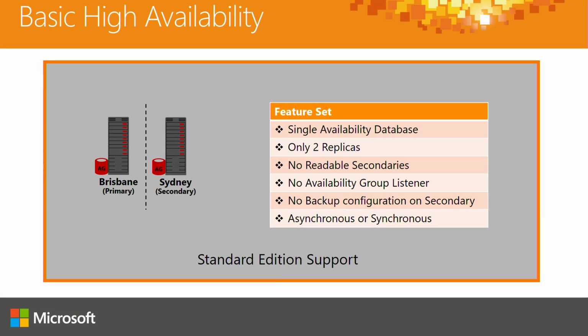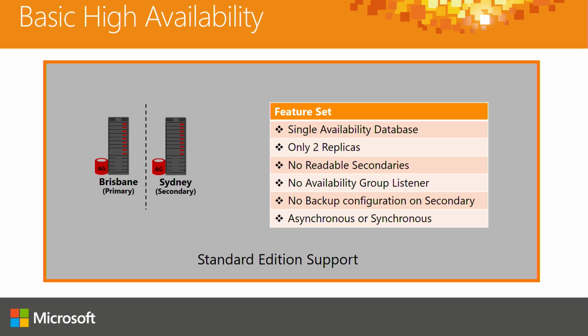Now, hopefully this next slide is the big one for most of you. Standard edition supports basic HA, okay? Database mirroring has been deprecated for quite some time. Guess what? It's going. This is the replacement, okay? So it's getting you the same benefits as Enterprise Edition, except for a few small caveats.